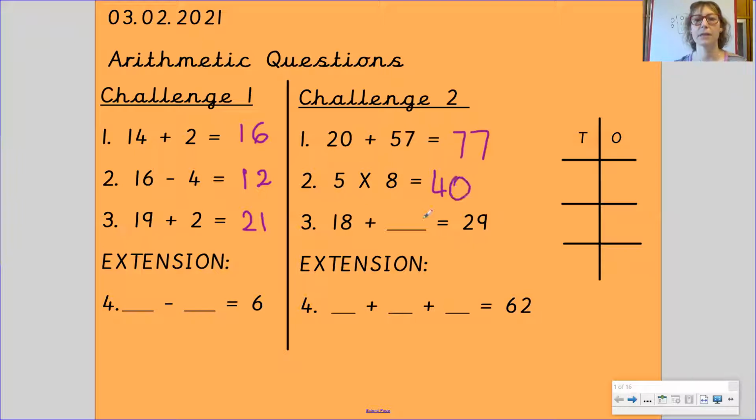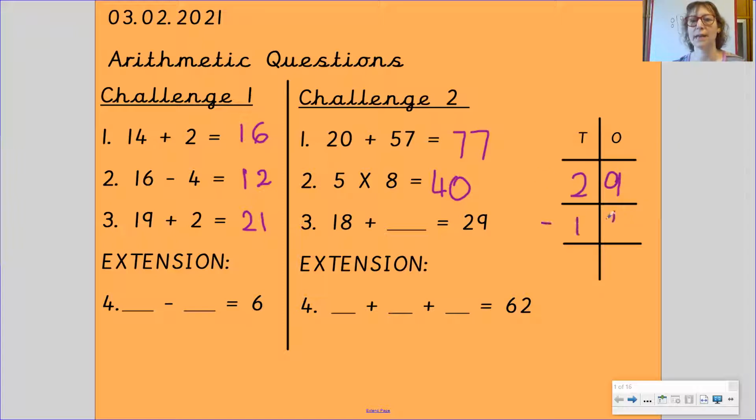40. Okay. 18 add something is 29. So I know that's not an add question because the bit is missing inside the question. So I know it's actually a takeaway question. So I could do 29, take away 18. And that's what I'm going to do on my 10s and 1s today. And then I'm going to show you another way you could do it.